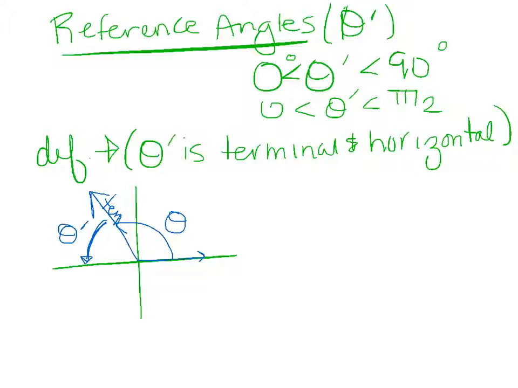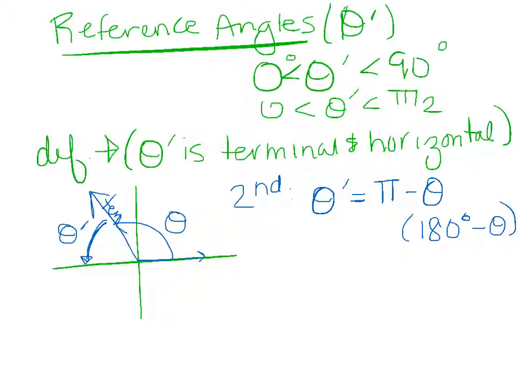It's easy to see when you look at a picture like this that in the second quadrant, theta prime is simply pi minus theta. This is in radians, so the reference angle is pi minus theta. If you want to think about it in degrees, you'd have to say 180 degrees minus theta, of course.